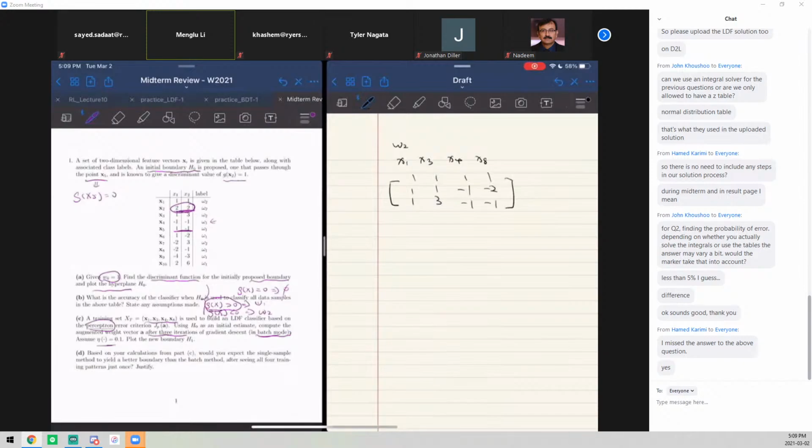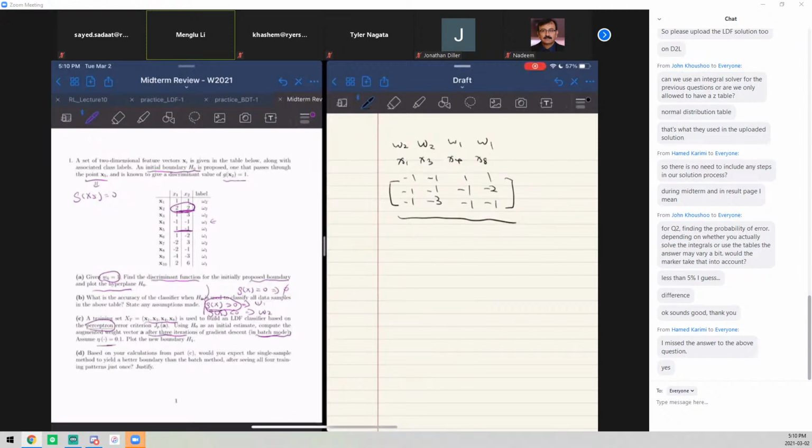After the normalization, we see x1 is class 2, x3 is class 2, x4 is class 1. So we change the sign of the class for x1 and x3. So right now, after the normalization and the augmentation, we got this matrix.